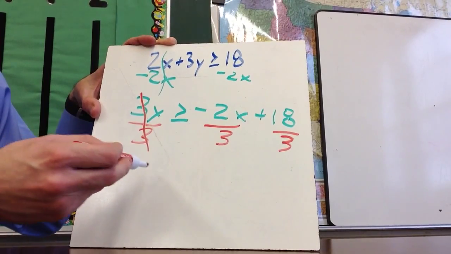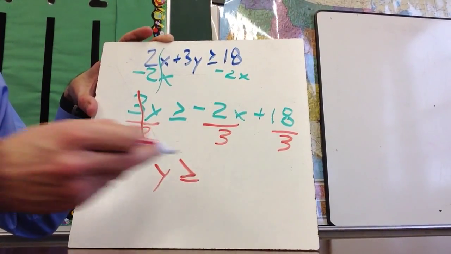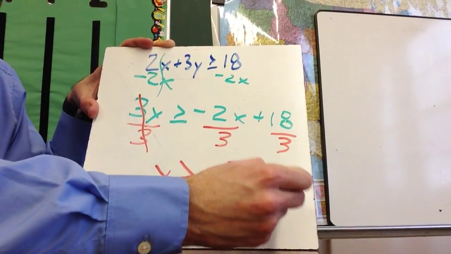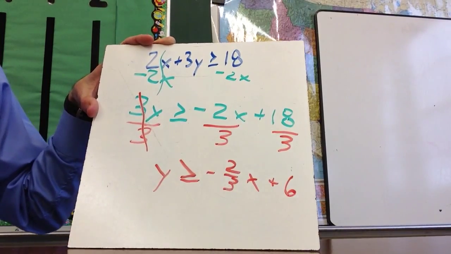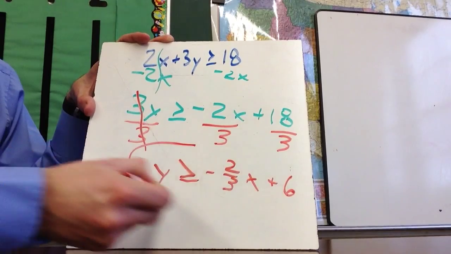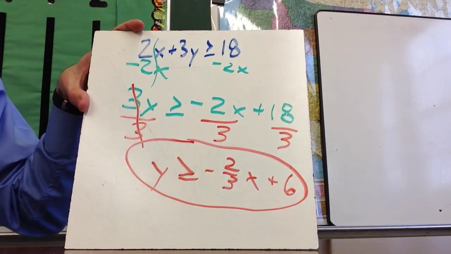Since 3 is a positive number, I am not going to flip the sign. This y becomes -2/3 x plus 6. So I've got y is greater than or equal to -2/3 x plus 6. So now this inequality is the one that I'm going to graph.